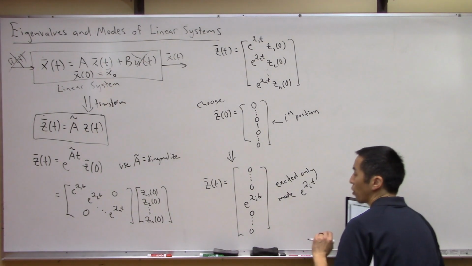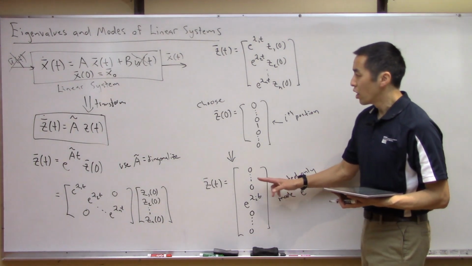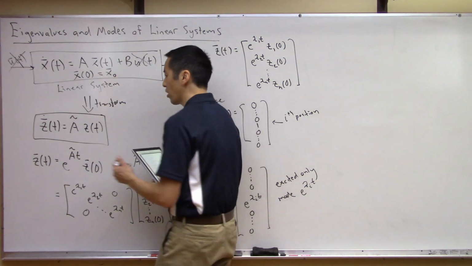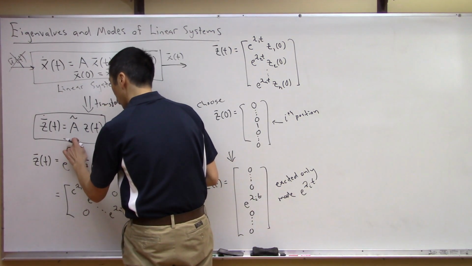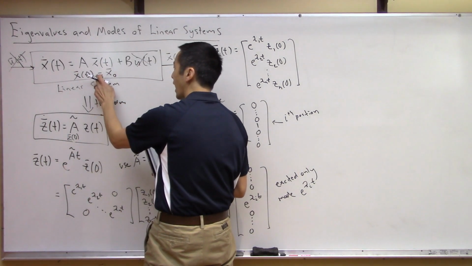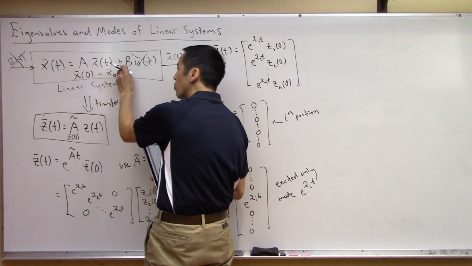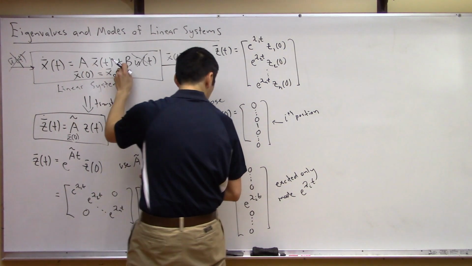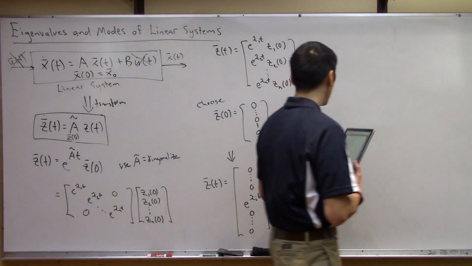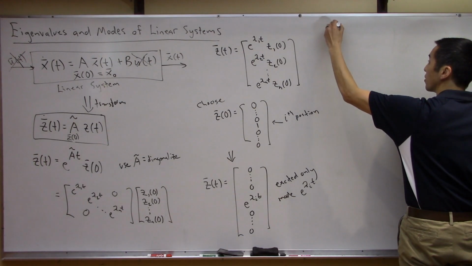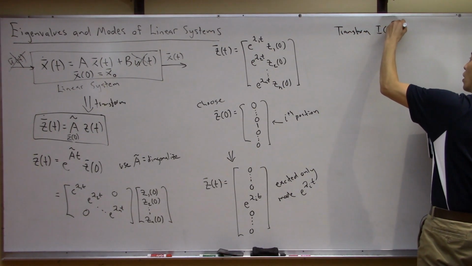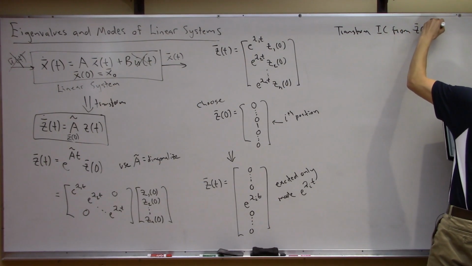The only thing we probably want to think about, though, is that we really care about this initial condition x0, right? I don't so much care about z0. I really care about x0 because I want to excite this original system and see if I can get the response to have only a specific mode. Lucky for us, that's pretty easy to do. We just need to transform the initial condition from z0 to x0.